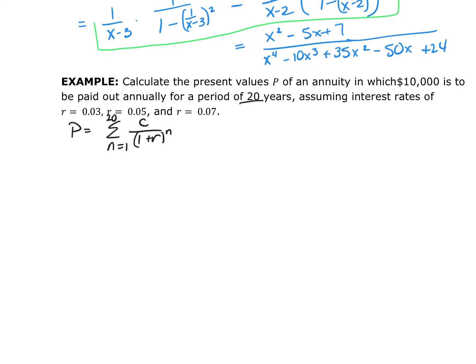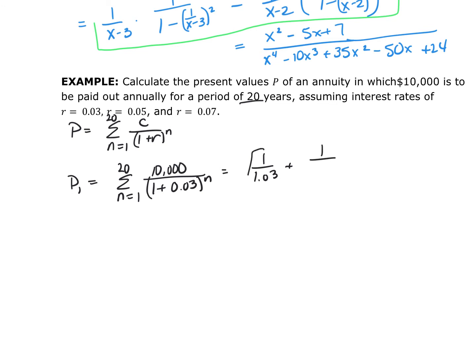Our first one, P sub 1, is going to be equal to the summation of n equals 1 to 20, not to infinity, because you're only going to do it for 20 years. We're trying to figure out what the principal amount would be to have this happen. So this is going to be my 10,000, that's my C, over 1 plus my rate, which is 0.03, raised to the n. Now, if I were to write this thing out, it would be 1 over 1.03 plus 1 over... and you think, where did the 10,000 go? Well, I'm going to leave my 10,000 out front because I just don't want to keep writing it.